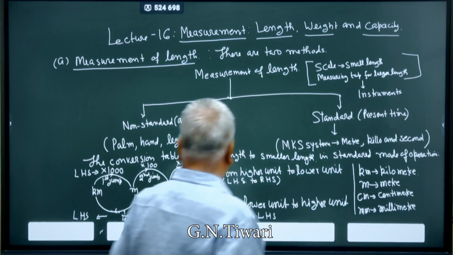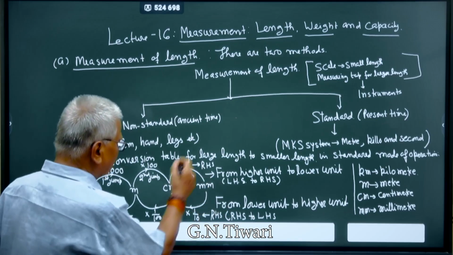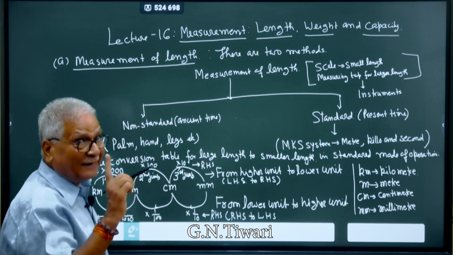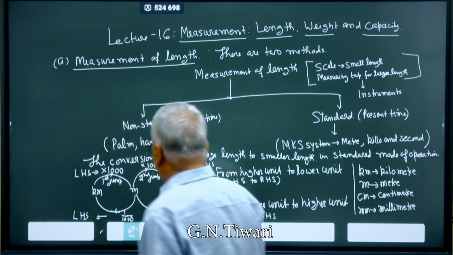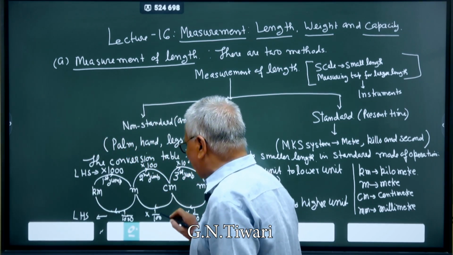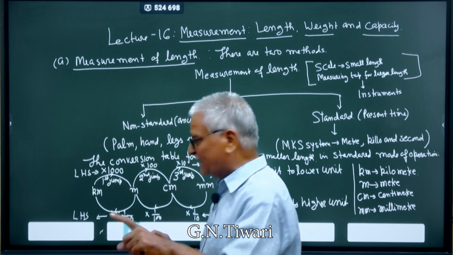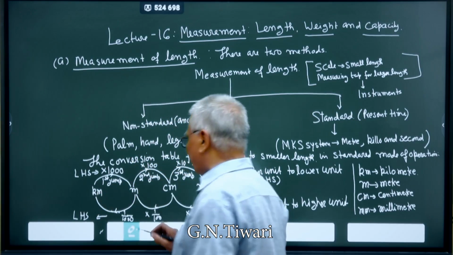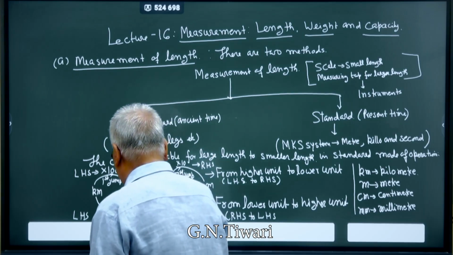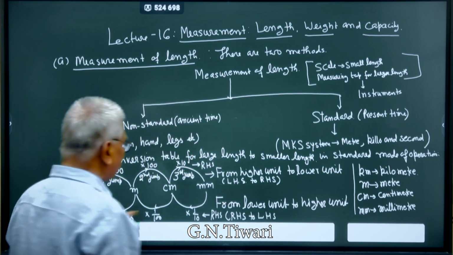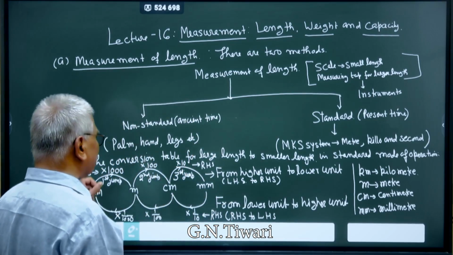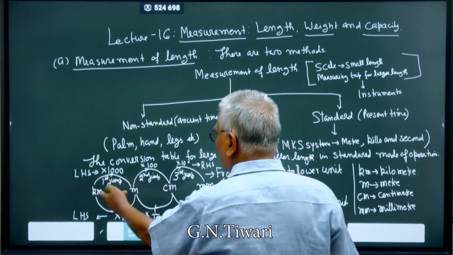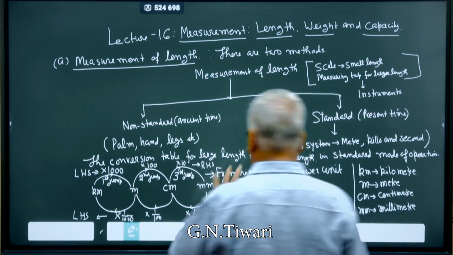But when you go from lower unit to higher unit, from mm to centimeter, it should be multiplied by 1 by 10. Then when we go from centimeter to meter, it should be multiplied by 1 by 100. But when you go from meter to kilometer, it should be multiplied by 1000. And just say, this movement is from right hand side to the left hand side. It is very, very important. And from higher unit to lower unit, you have to go from left to right hand side. That is the first conversion.